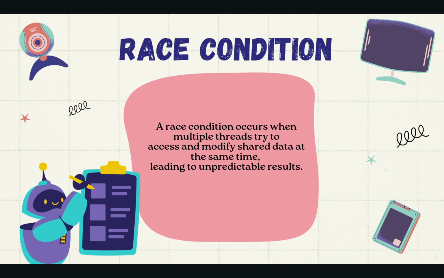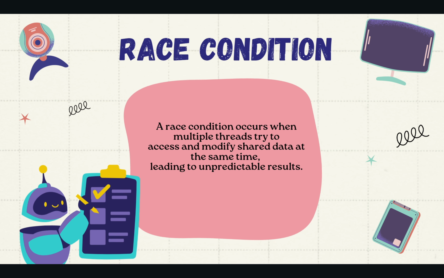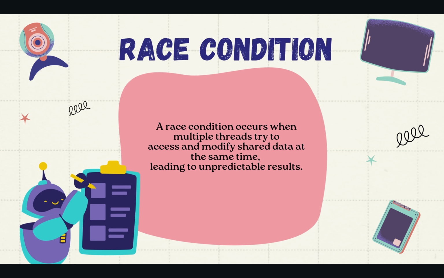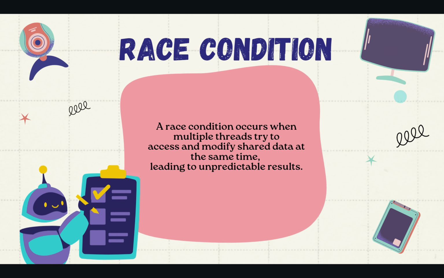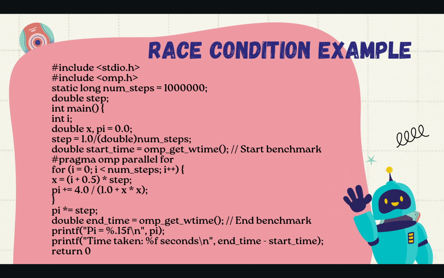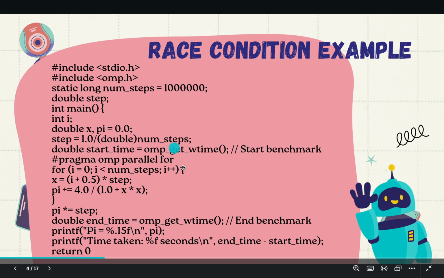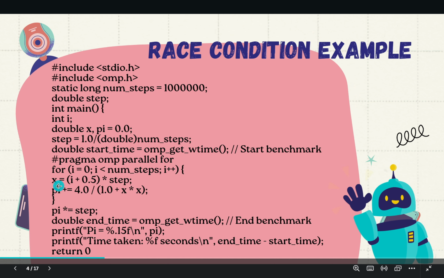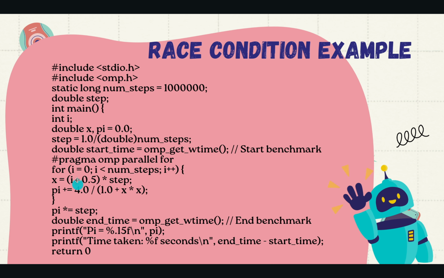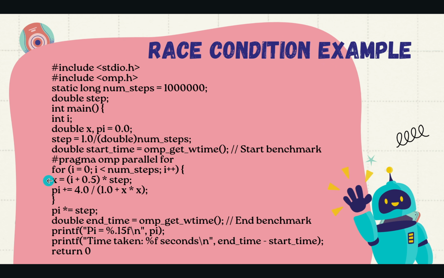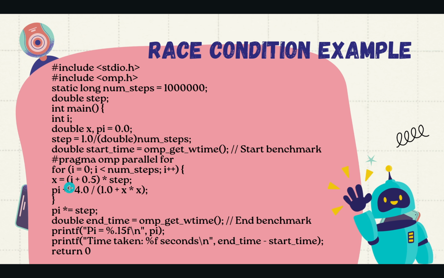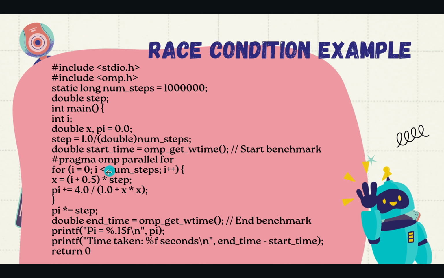A race condition occurs when multiple threads try to access and modify shared data at the same time, leading to unpredictable results. Here's an example of a race condition. As you can see here, at the parallel region, x and pi are shared variables, which indicates that multiple threads can update those variables at the same time, which may lead to conflict or unpredictable results.